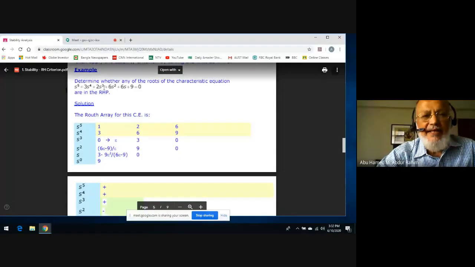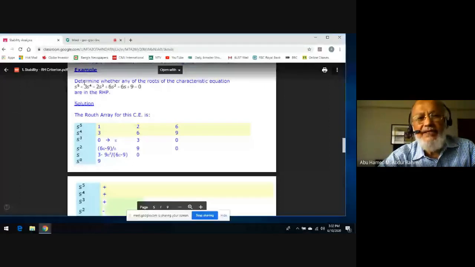The characteristic equation is given: s to the 5 plus 3s to the 4 plus 2s cubed plus 6s squared plus 6s plus 9 equals 0. The question says determine whether any of the roots of the characteristic equation are in the right half plane. Right half plane means right half s plane, of course.